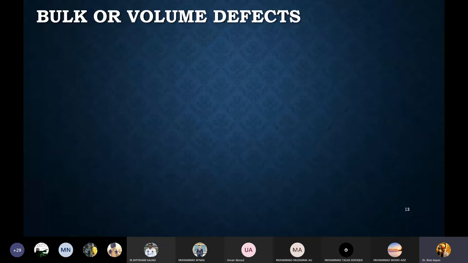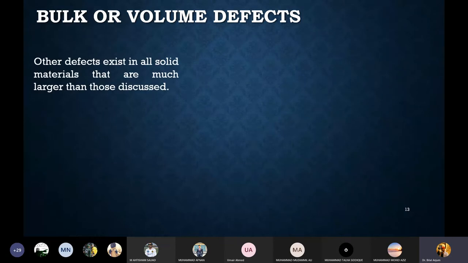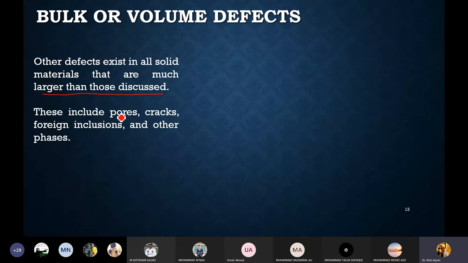Moving on to the bulk or volume defects. Other defects exist in all solid materials that are much larger than those discussed. These bulk or volume defects are much larger than those discussed in the previous slides, 2D, 1D and 0D defects. These defects include pores, cracks, foreign inclusions or foreign particles within the materials, and other phases. Other phases we will not discuss at the moment, but once we move on to phase diagrams, we'll have a better understanding of what is meant by other phases.